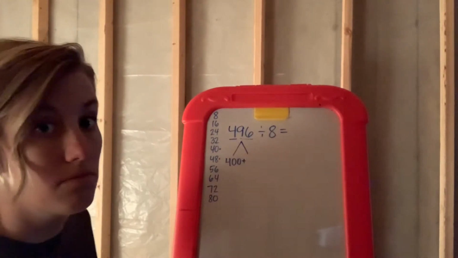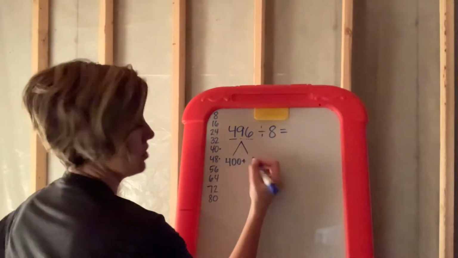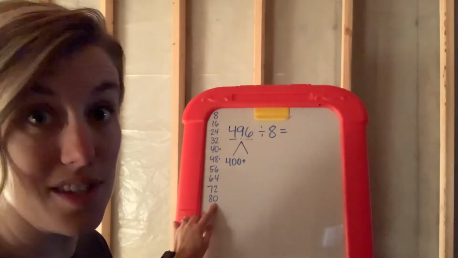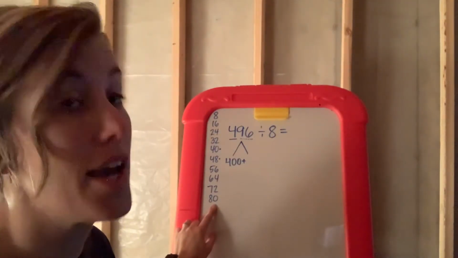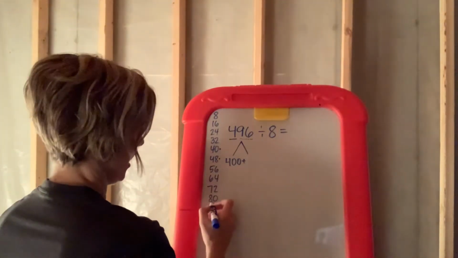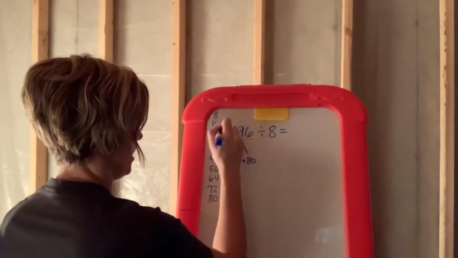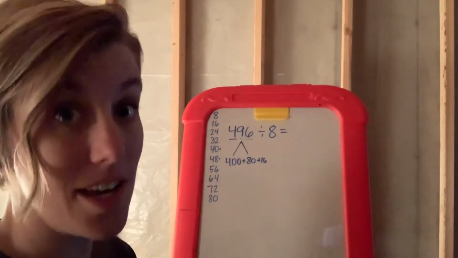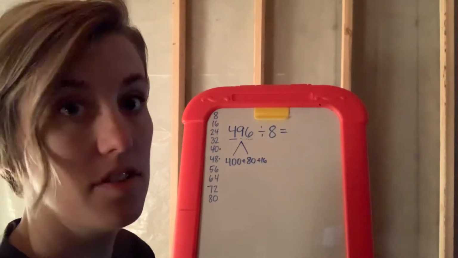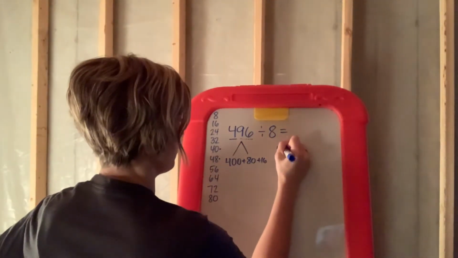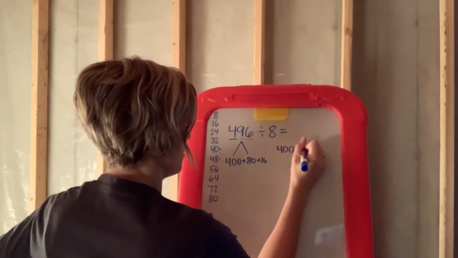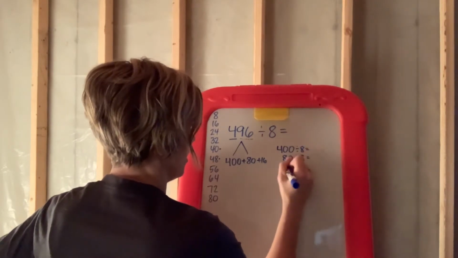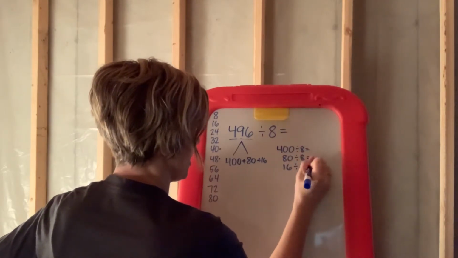So let's just pick one. I'm going to go the easy route. When I have a large number, I'm going to see if I can choose the 10 because that's the easiest. 80 divided by 8 is 10. That's easy. I think that I can do 80. And then up here I can do 16. I think these numbers are going to give me the easiest time of dividing. And so this is what I'm going to go for. 400 divided by 8, 80 divided by 8, and 16 divided by 8.